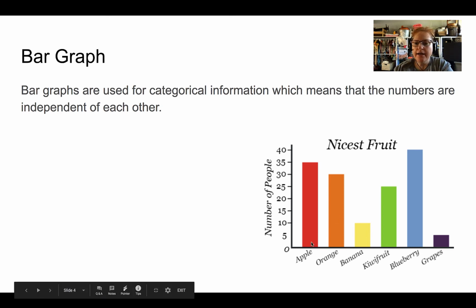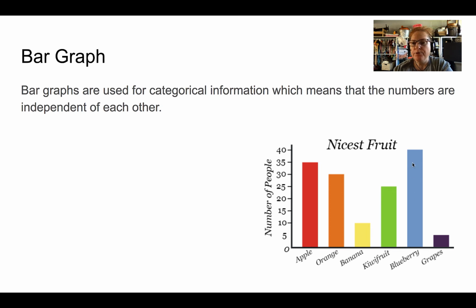So here we've got the other thing that you can tell about bar graphs is we can see that the majority of people like blueberries as the nicest fruit, as the number one category, and we can see that by the height of the bar. How many people that would be, we would go over here and we would say, oh, that's 40 people. Okay, notice that the bars do not touch. Okay, when you have categorical information, the bars do not touch. That's different than a histogram, which is one of the ones we'll look at. So here we go. Bar graphs are used for categorical information, and the numbers are independent of each other.